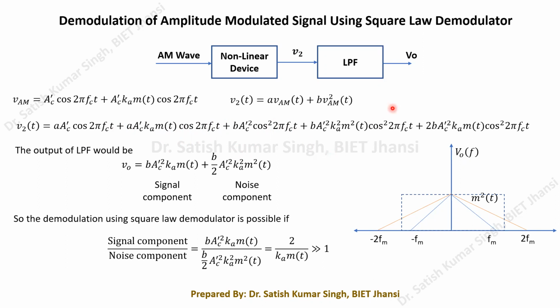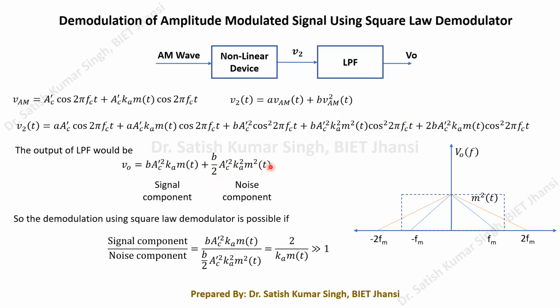But here, instead of getting the message signal MT, we are going to get M square T, because this expression is going to give you 1 plus cos 4 pi FCT divided by 2. So basically this term is going to give you this particular term. Just try to understand this: B A C dash square plus K square M square T factor by 2, after expanding this one. So this factor we are going to get.